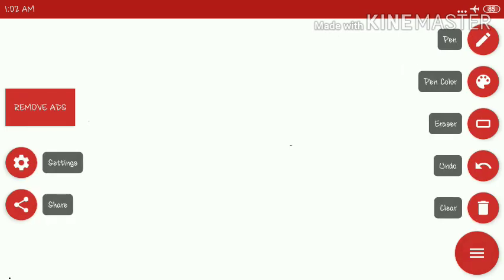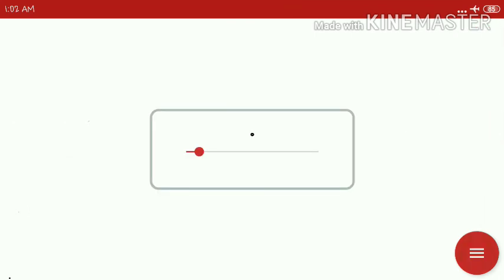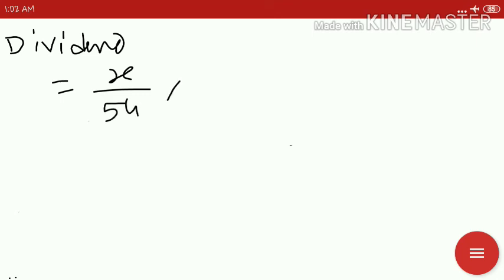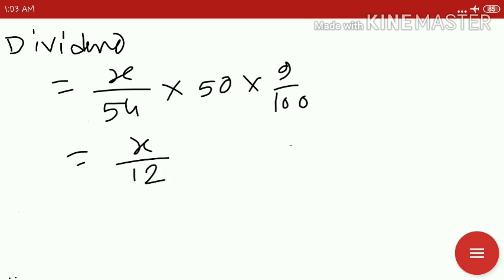So for the first one, you can see the dividend equals, he has invested X rupees here, out of which the market value is rupees 54, the face value is rupees 50, and the rate of dividend, it is mentioned, is 9%. So by calculating it, you will get X by 12. This is the dividend for the first type of investment.